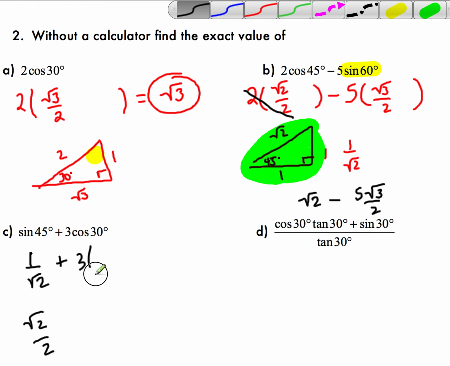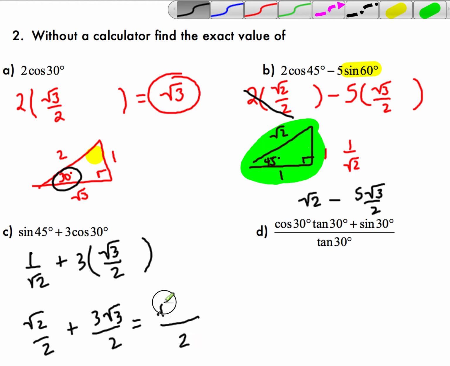plus 3 cosine of 30, so I'm here. Cosine is adjacent over hypotenuse, so root 3 over 2. So this would be plus 3 root 3 over 2. Common denominator is 2. We have root 2 plus 3 root 3 over 2. And we have our last one here. It's just a whole lot of calculations.